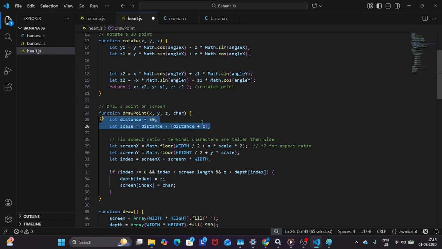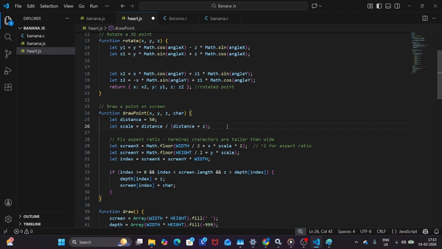So distance is like, pretend this is how far the camera is from the cube. Scale determines how big the point looks based on the z coordinates. A point closer appears bigger, and a point farther appears smaller. This we all know. This is the perspective projection, which diagram I have already shown you. And now, what is the meaning of this? Scale is equal to distance divided by distance plus z.